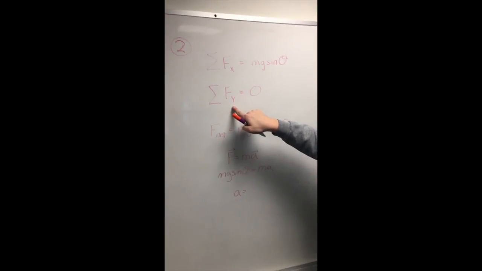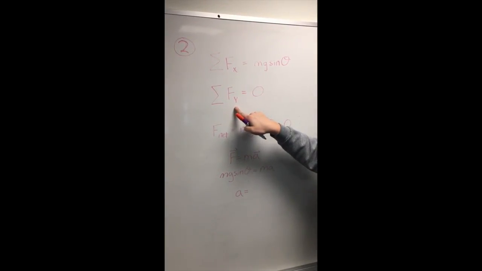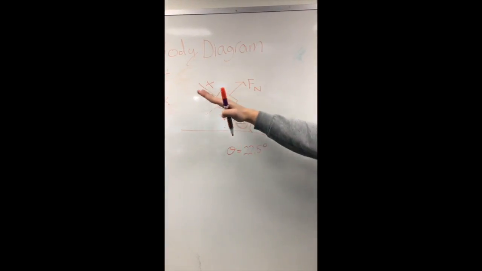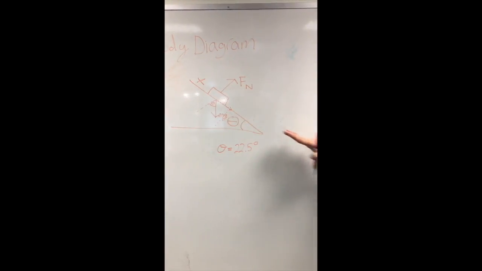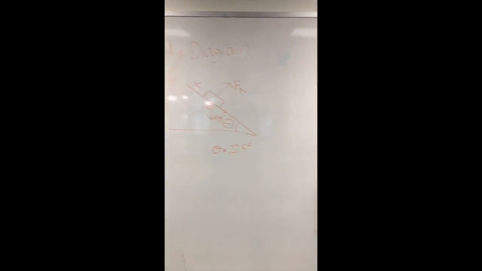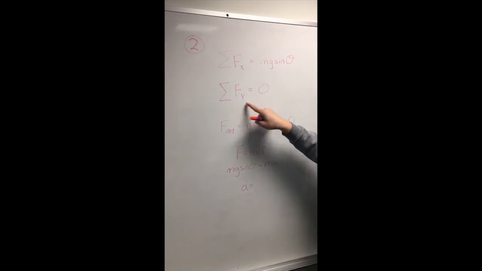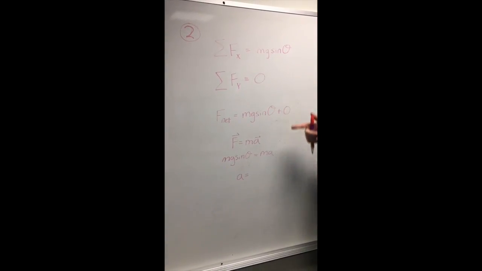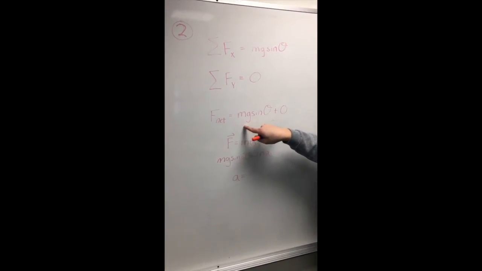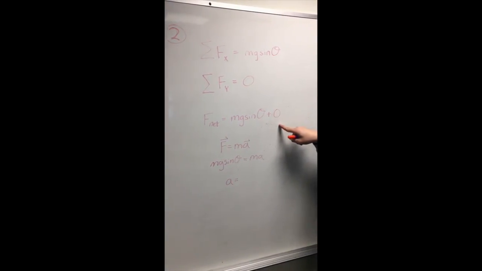Now, the sum of the forces in the y direction are just zero, because our car doesn't move in the y direction. It stays flat on the ramp and moves down. So because of the way we've chosen our coordinate system, we can say that the sum of the forces in the y direction are zero. Our next step is we can sum up the forces, so that our F net is just our mg sine of theta plus our zero.